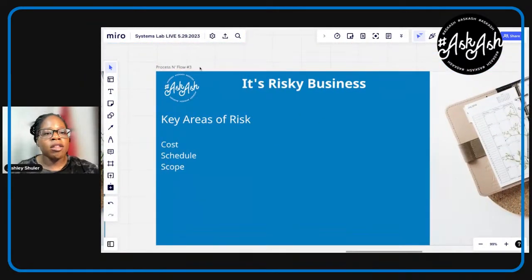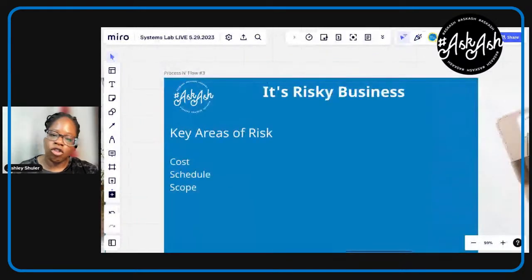So, key areas of risk that we want to pay attention to. All right. Cost. It's always going to cost something. What is that saying? It pays something to be the boss or something like that. But it's real. It's always going to cost money. Risk will always cost money. The schedule. How does it impact the schedule? Let's think about it, people.